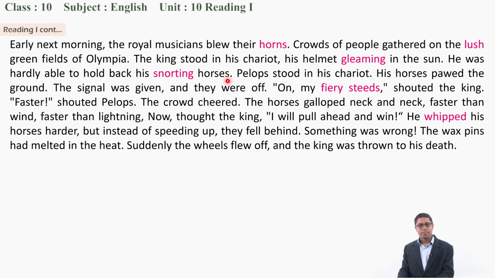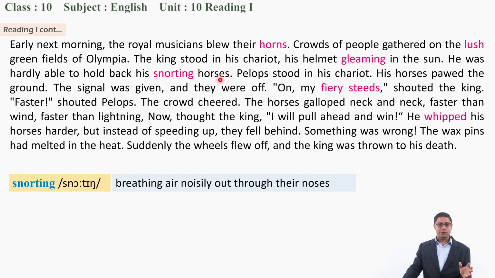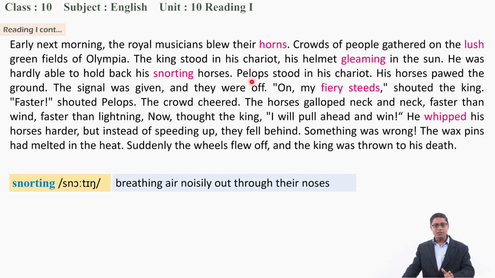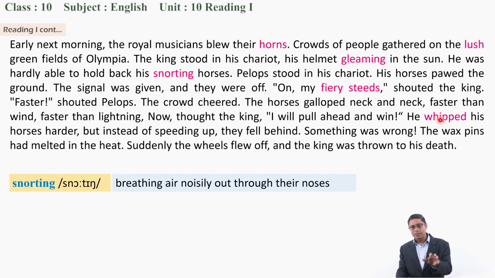Snorting means breathing air noisily, because they are also racing in the race. His horses pawed the ground, means the horses use their legs to dig a little on the ground. The signal was given and the race started. They were off, means the race started.